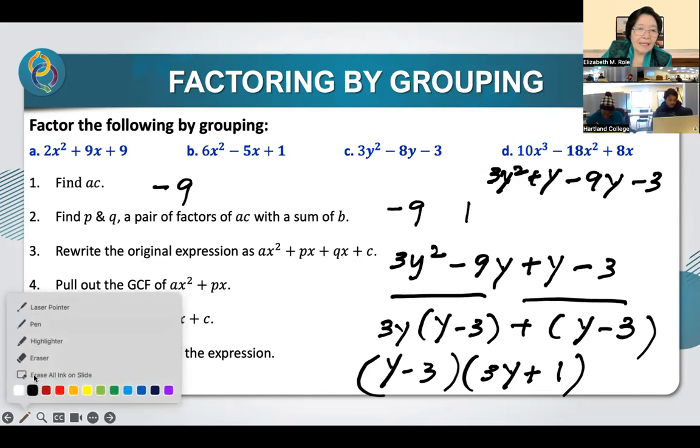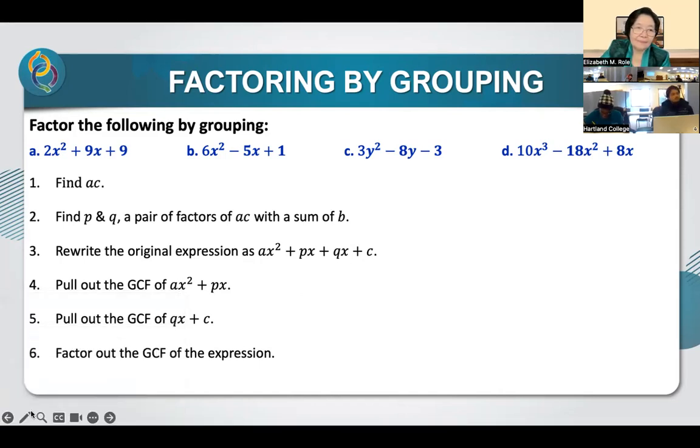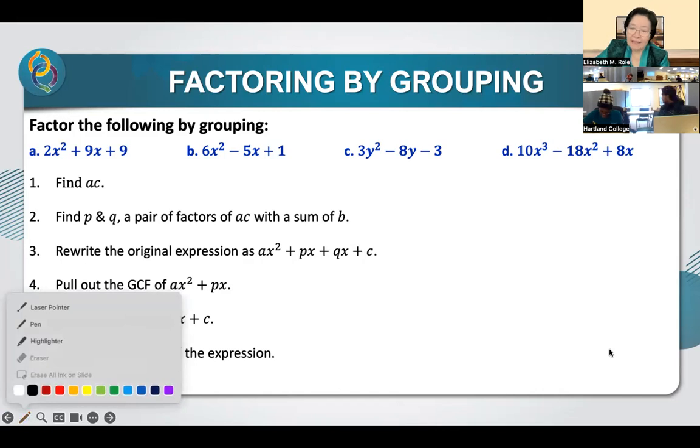Can I erase all the ink on the slide so that we can do letter D? Okay. Looking at it now, this already has x cubed, so that one is not applicable anymore. No, it is. Think of the other factoring we had in the past.